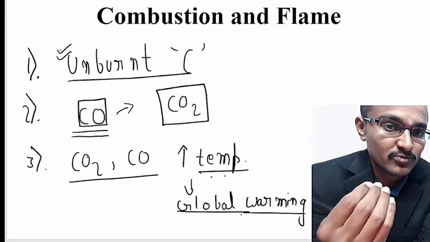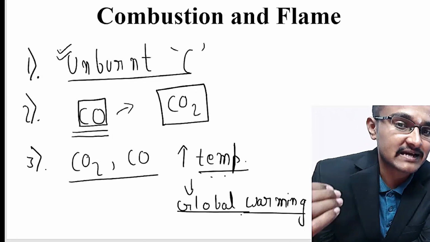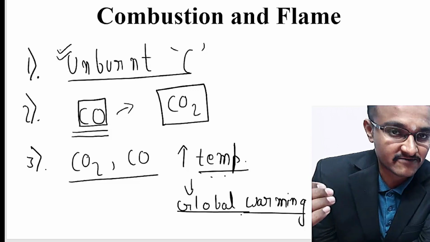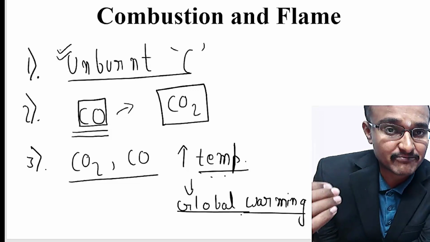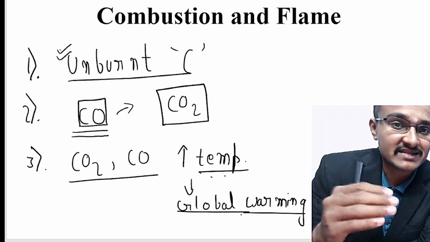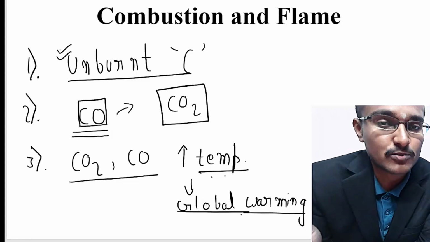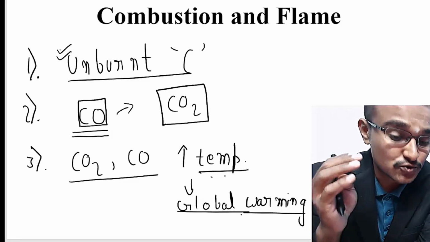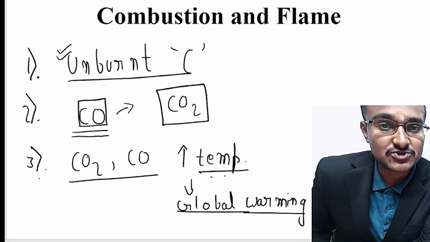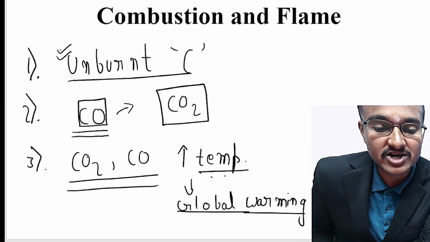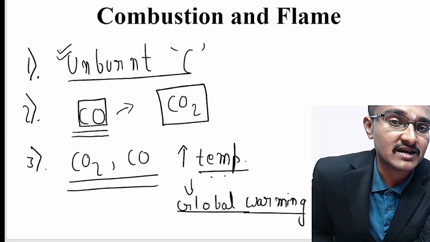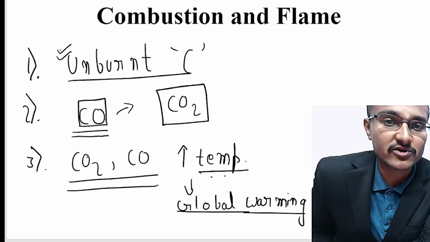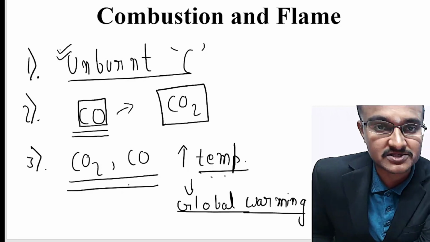To avoid this global warming, we have to reduce the normal temperature of Earth's surface. When we reduce the temperature of the Earth's surface, the effects of global warming can be avoided. To do that, we have to reduce the emission of carbon dioxide and carbon monoxide into the Earth's atmosphere. For that, we have to look for alternative energy resources.